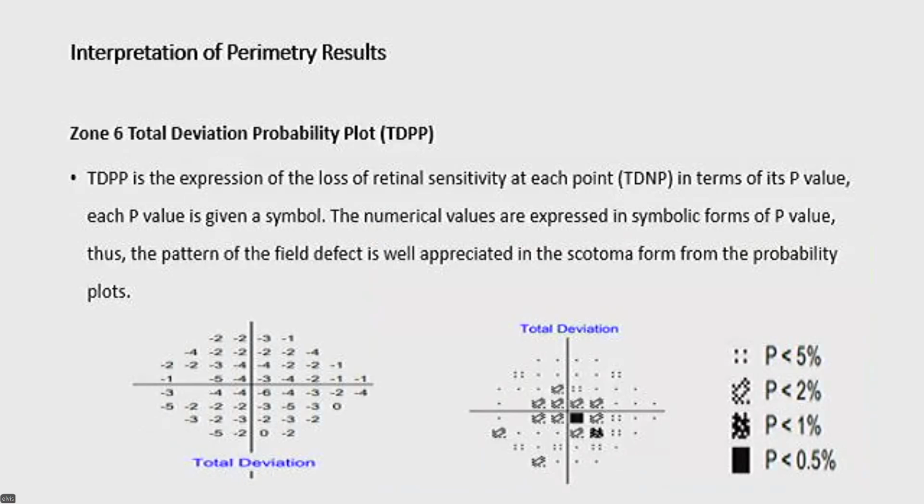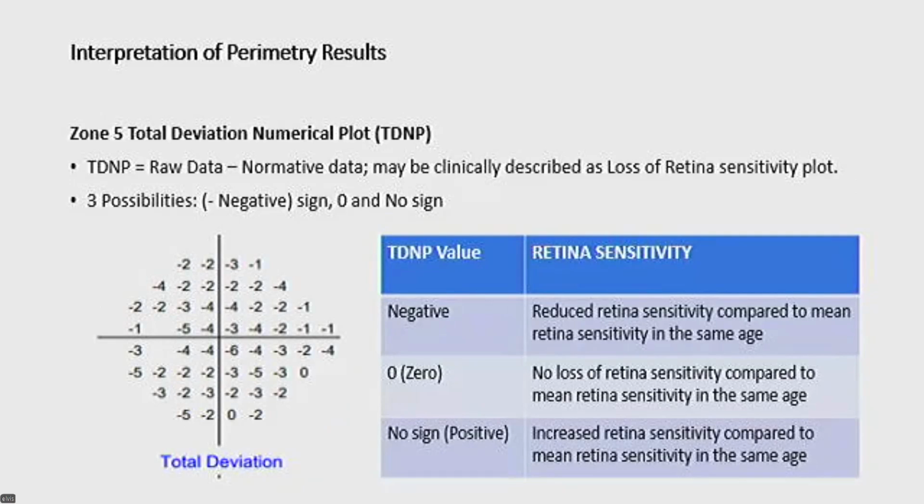Then we move on to the total deviation probability plot. This is an expression of the loss of retinal sensitivity in comparison to how much of this is seen in the population. For patients that have the darker spots where the retinal sensitivity is about 0.5, it means that this retinal sensitivity chart of these patients can only be appreciated in 0.5% of the population. And then the P less than 1 is seen in only 1%, and so forth.